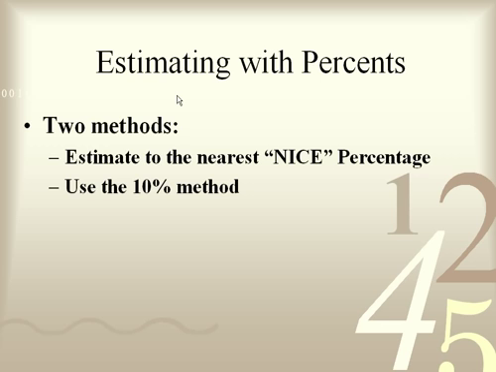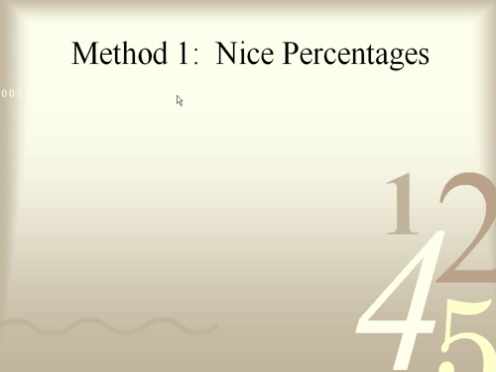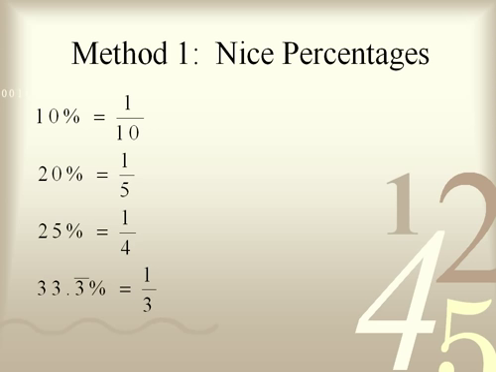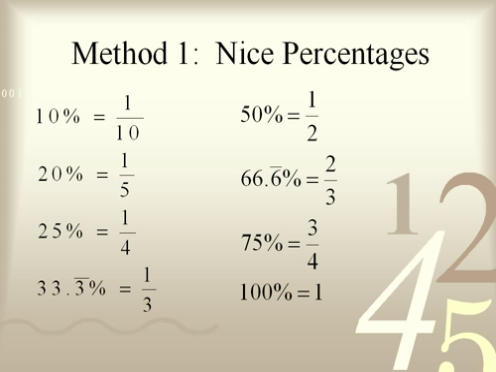Okay, you want to find the nice percentage. That's one way, and then the other way would be just kind of figuring out 10% and going from there. The nice percentages are ones that are really easy, that we can look at and say, okay, here's the fraction. 10%, 1/10, 20%, 1/5, 25%, 1/4. Okay, you get the idea. You might want to write a couple of these down. If you don't have these memorized, these are nice to have.